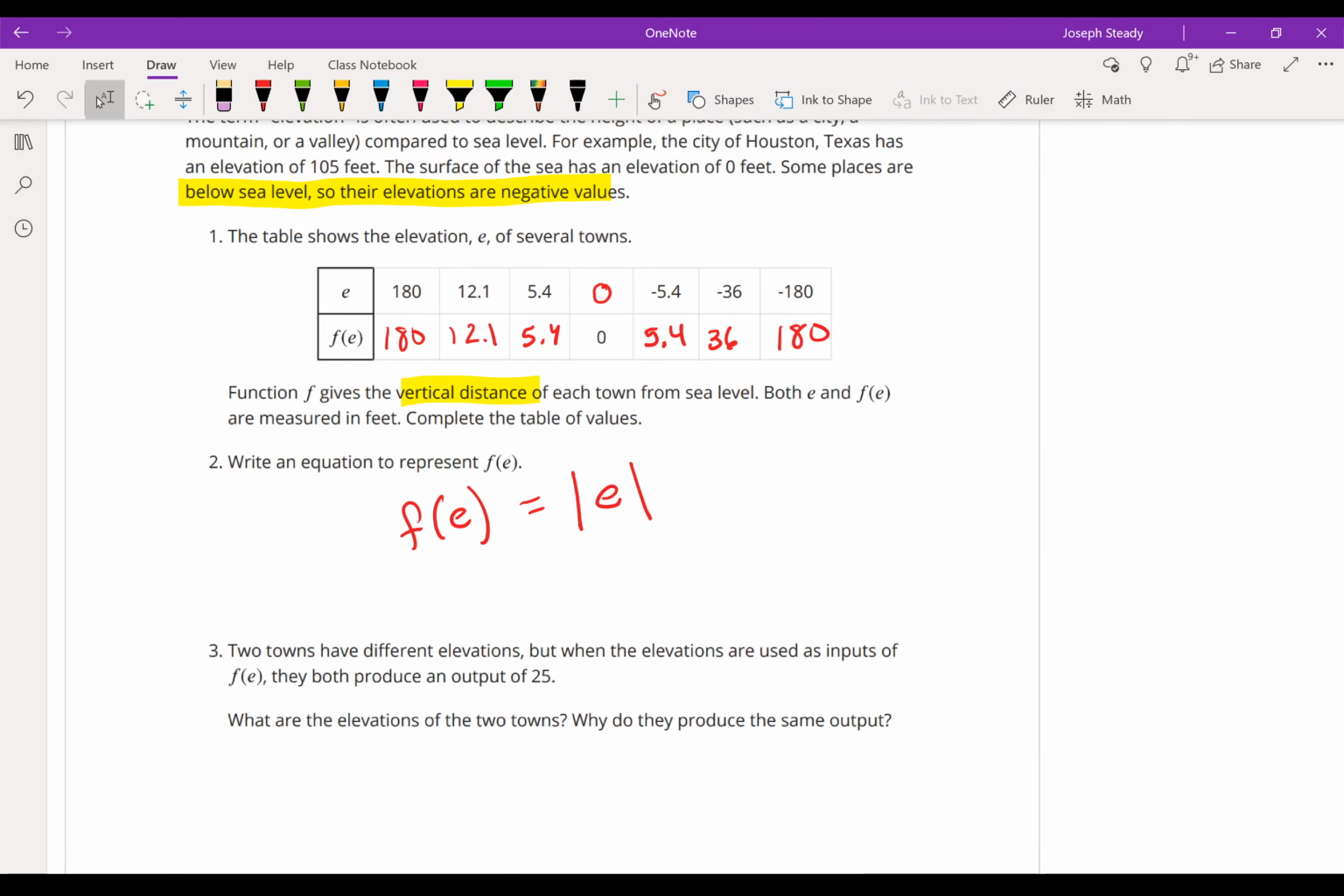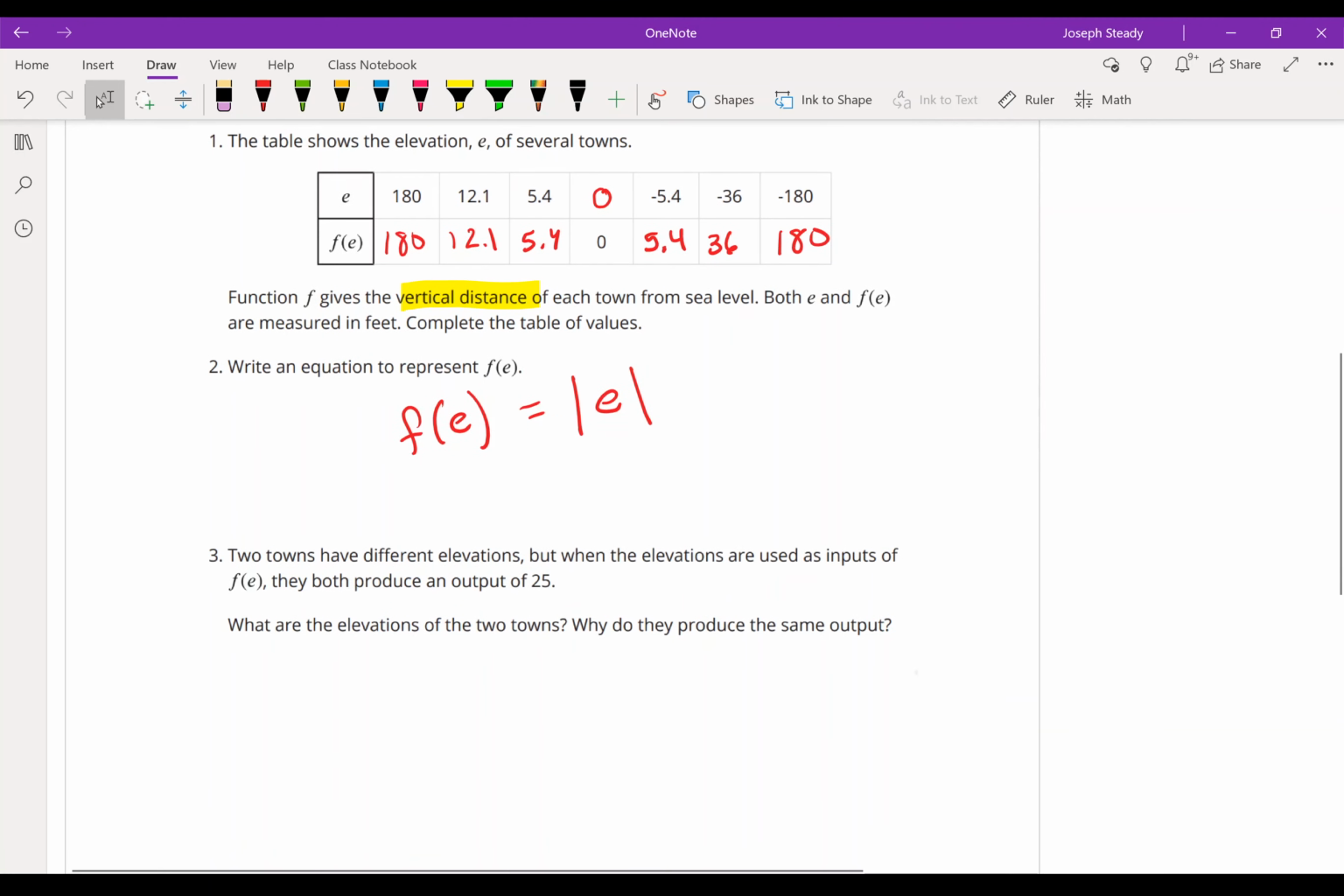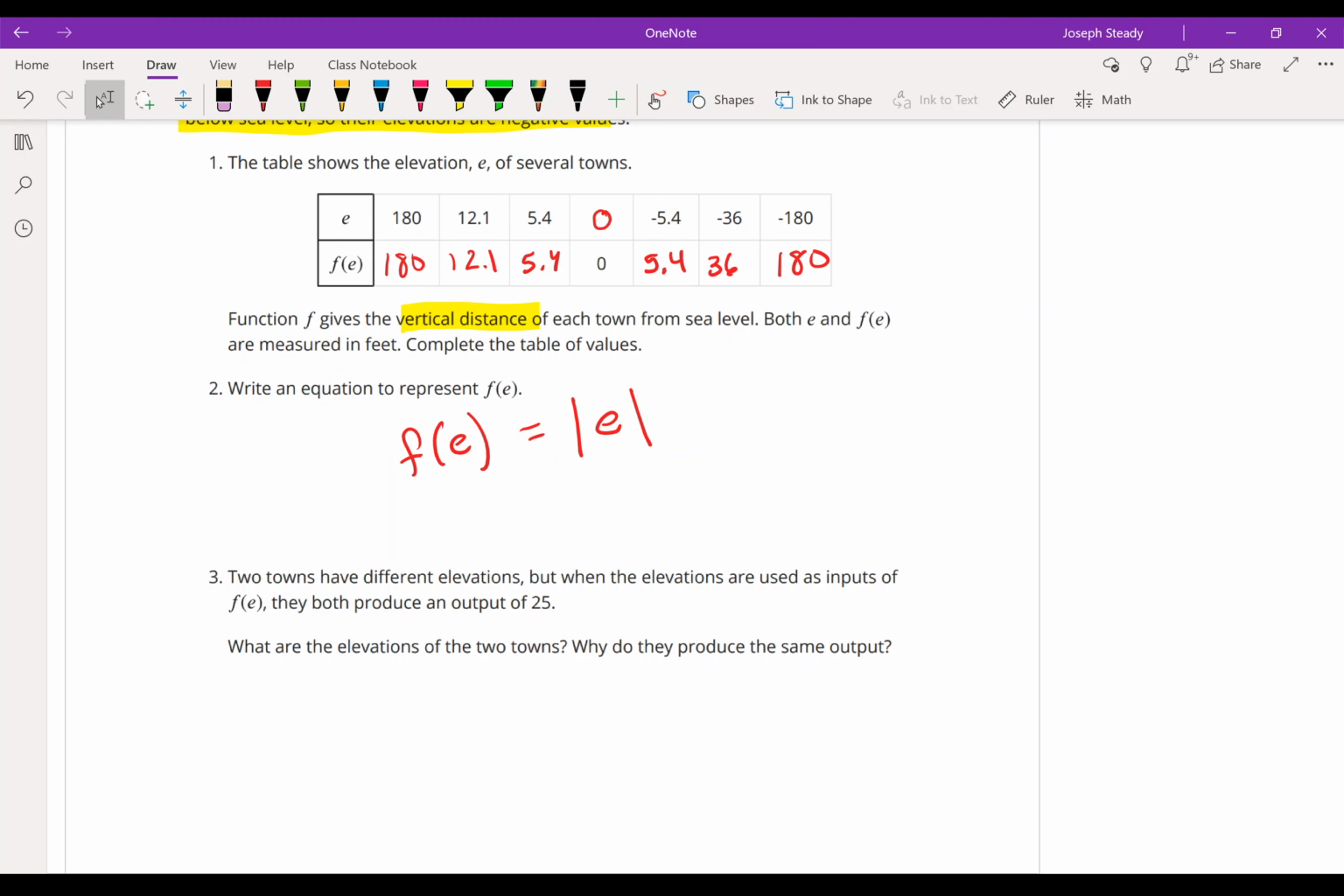In part 3, we are told that two towns have different elevations, but they both have an output of 25. Or in other words, they're both 25 feet from sea level. Well, the easy answer here is that one of the towns must have an elevation of 25 feet. The other answer is that if I have a town with an elevation of negative 25 feet, it is still 25 feet from sea level. Its distance is still 25 feet from sea level. So these are the two possible elevations.